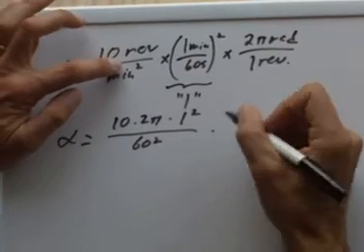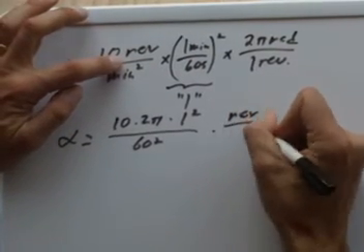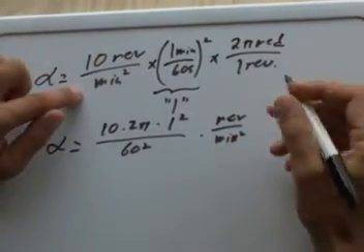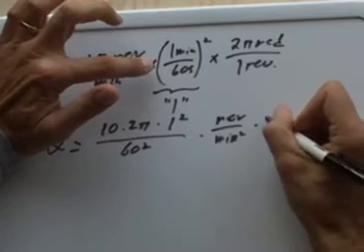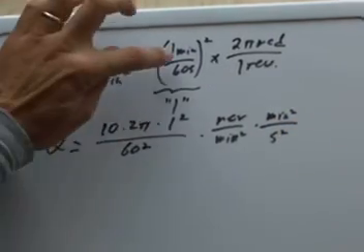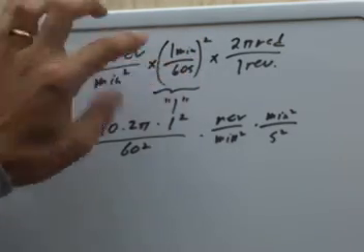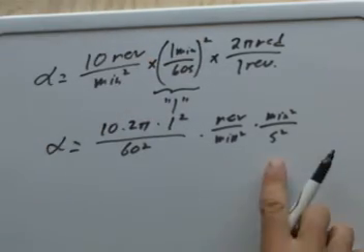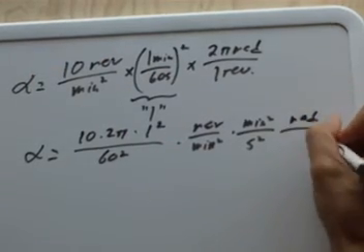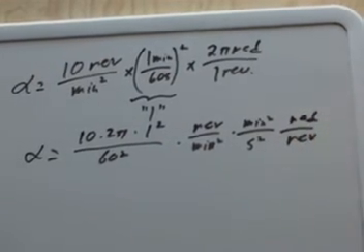Let's collect the units now. What I have here, I have a rev per minute squared. That's the original unit on the number right there. And when I square things over here, this will be a minute squared and a second squared in the bottom, because you square the units just like you square the number. So there's the units right there. And also over here, now I have a radian, and I have a rev over there. So those are what all the units have become.